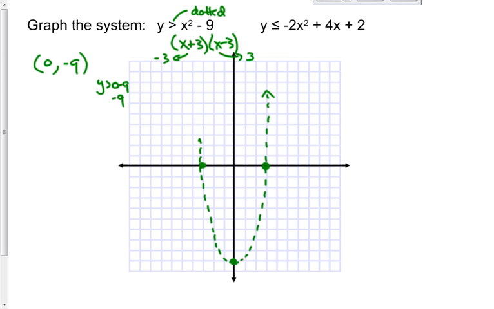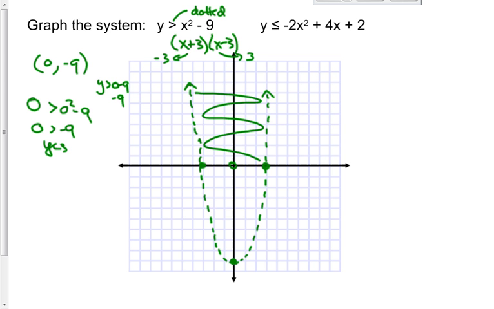And then I'll decide my shading. 0, 0 is available for me to test, since 0, 0 is right here. So I'm going to plug in the numbers and see if I get a true sentence or not. Is 0 greater than 0 squared minus 9? Is 0 greater than negative 9? That answer is yes. So I'm going to shade inside here.